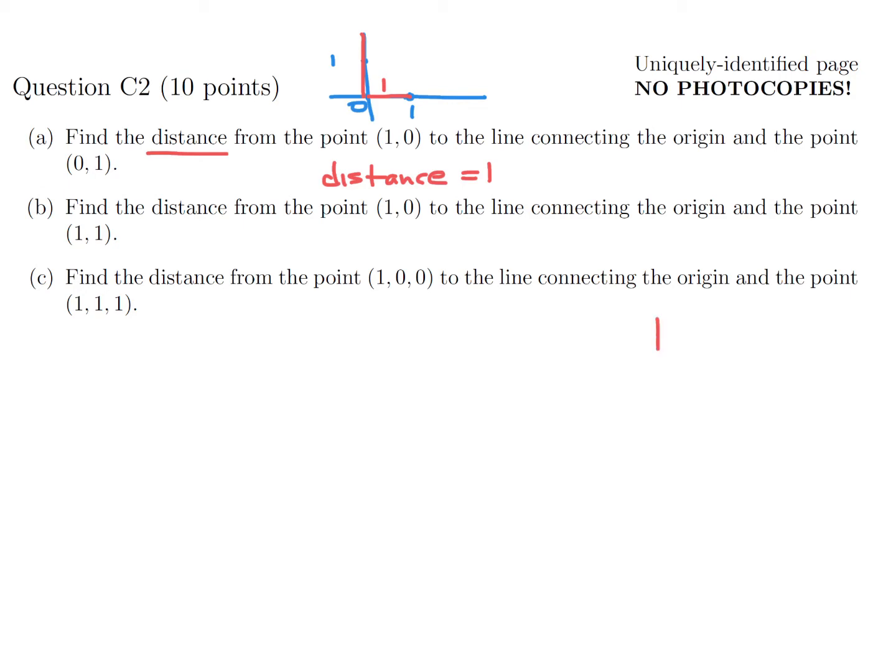Next one, find the distance from (1, 0) to the line connecting the origin and the point (1, 1). Okay, this time is a little different. So we have (1, 0), which is sort of the same point, but now we're connecting it to (1, 1) and the origin. So the line that we first have to create is that line. And the distance, I'm assuming the shortest distance, will obviously be perpendicular when you draw it. So this is (1, 0), and that's the line that connects (1, 1) to (0, 0), which is the origin. And that can easily be figured out as y equals x, right? That's the only line that it could be.